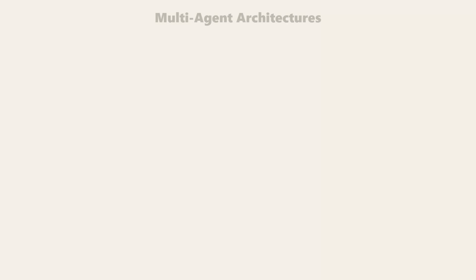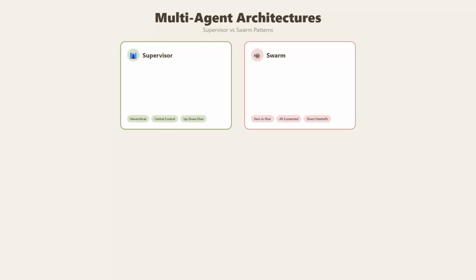Let's compare the two primary architectural patterns, supervisor and swarm. In the supervisor pattern, you have a hierarchical structure. One supervisor agent sits at the top, managing a team of specialized agents beneath it. When a task comes in, the supervisor decides which specialized agent should handle it, delegates the work, receives the result, and decides what happens next. The specialized agents don't communicate with each other directly. Everything flows up to the supervisor and back down. Think of it like a traditional management structure where team members report to a manager.